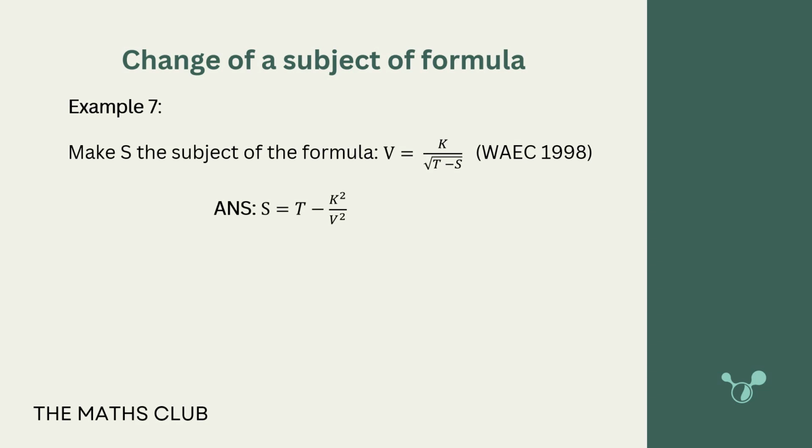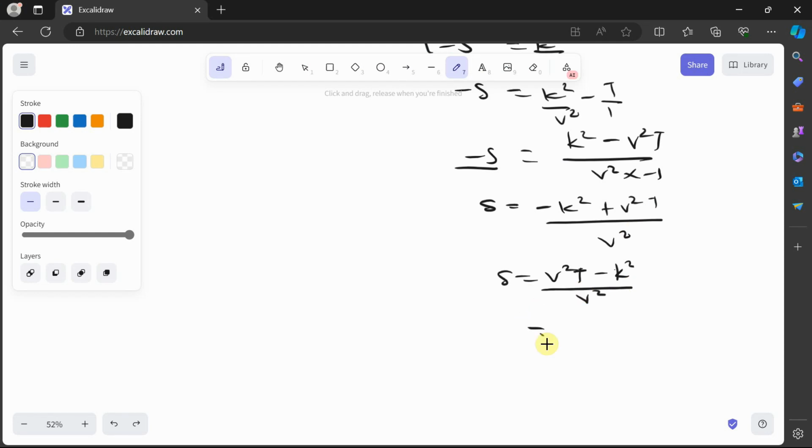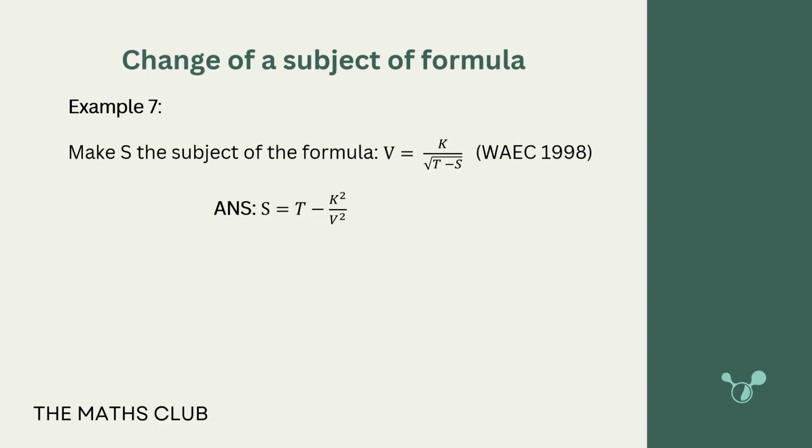Okay, so they did it like this. Let's try to rewrite our answer and see if we can get this. So this, like saying, is equal to v squared t all over v squared minus k squared all over v squared. So v squared will cancel v squared, right? So this is like saying s is equal to t minus k squared all over v squared. So let's see now. Great. So s is equal to t minus k squared all over v squared.